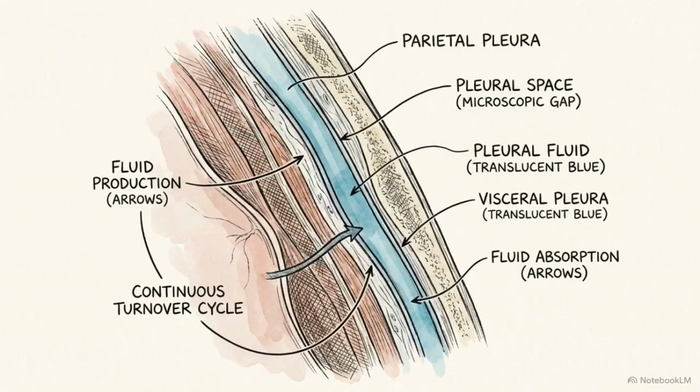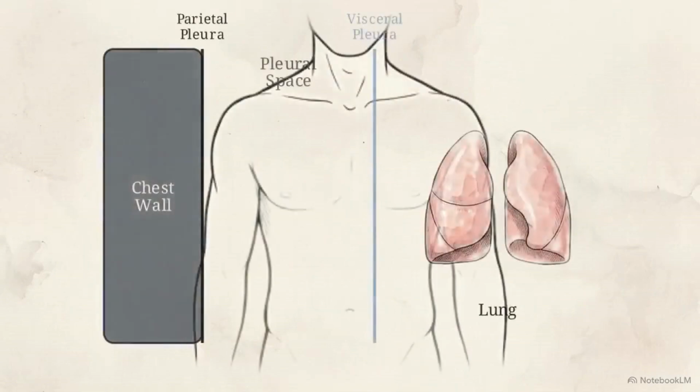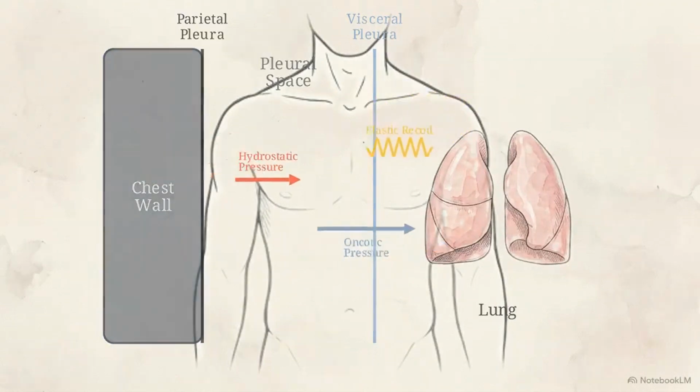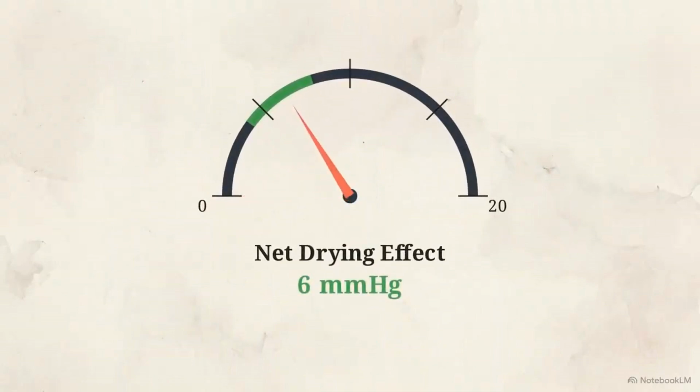The pleural space exists as a potential space between the lung and chest wall, maintained by a continuous turnover of fluid. The environment operates on Starling forces. Hydrostatic pressure pushes fluid out, while oncotic pressure pulls it back. Combined with the lung's natural elastic recoil pulling against the chest wall, the system maintains a precise net drying effect of exactly 6 millimeters of mercury.